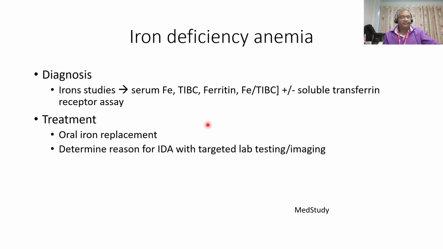And how do we treat? With oral iron replacement, and of course, if the hemoglobin is precipitously low, you can consider a transfusion of packed red cells. And we can't just stop there, everybody.